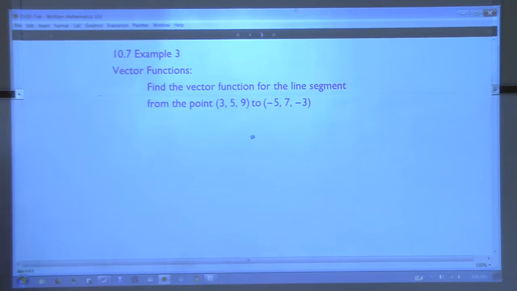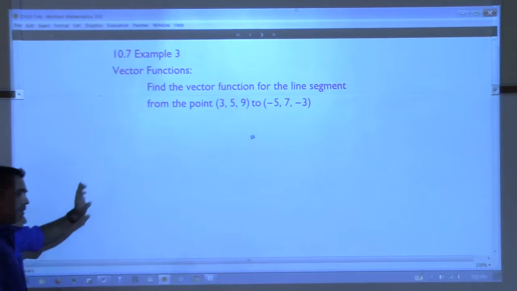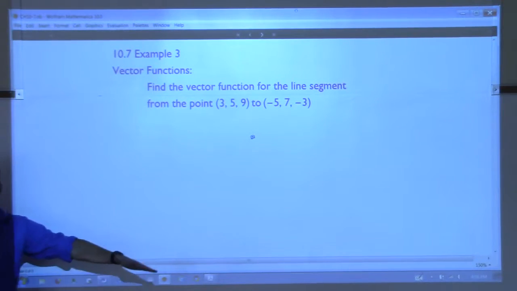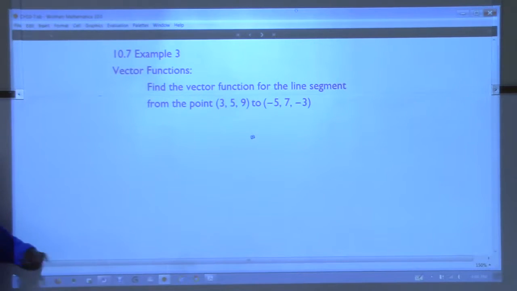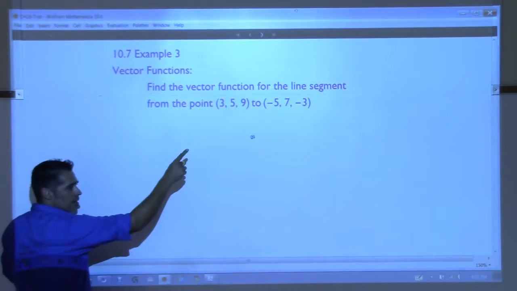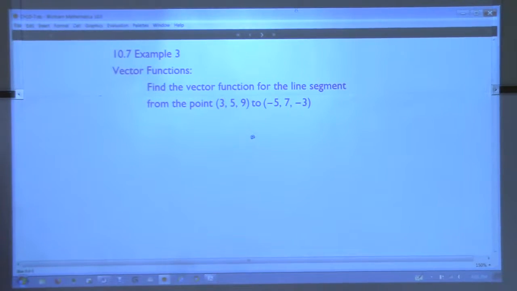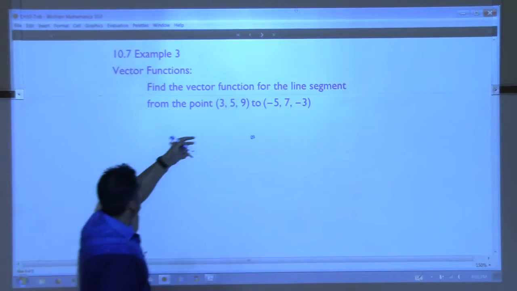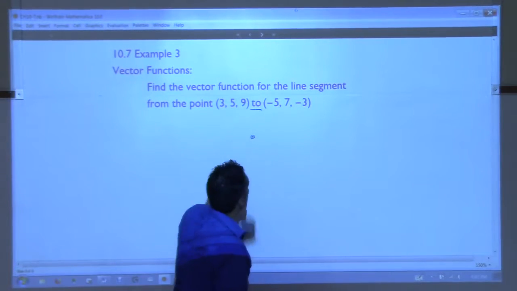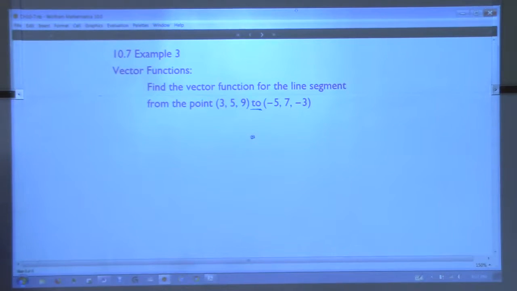I would like us to find a vector function that draws just this line segment. So this is different than what we've done in the past. If I gave you 2 points, you could come up with the vector equation of the line through the 2 points that keeps on going in both directions. This time, I want you to only draw the segment of the line that goes from there to there. So here's the way that I am going to teach you, if you haven't seen this before, how to do this. We want to go from here to here. So this is an important word here. I want us to start out at (3, 5, 9) and end at (-5, 7, -3).